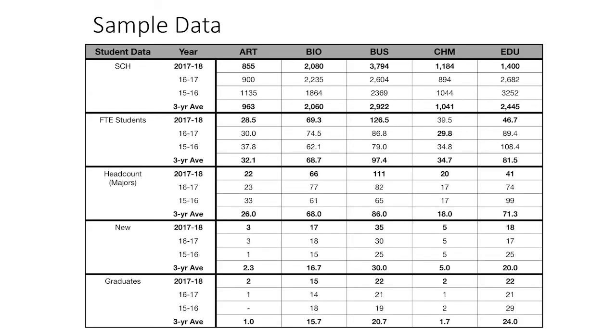We can also look at head count, we can look at new students, and we can look at graduates. And when you look at all of those things together, if we were doing a deep dive into, say, the business department, you can see that the head count of majors is less than the FTE students. Now, what does that mean? Why would that be the case?